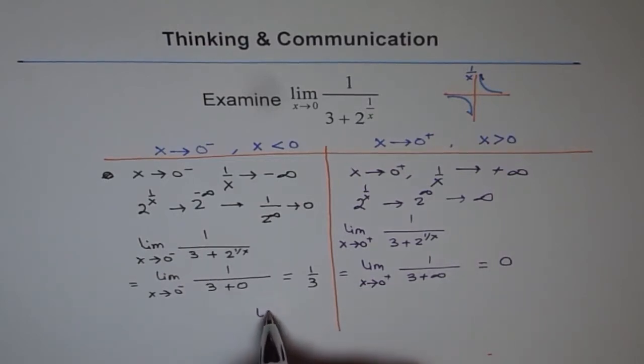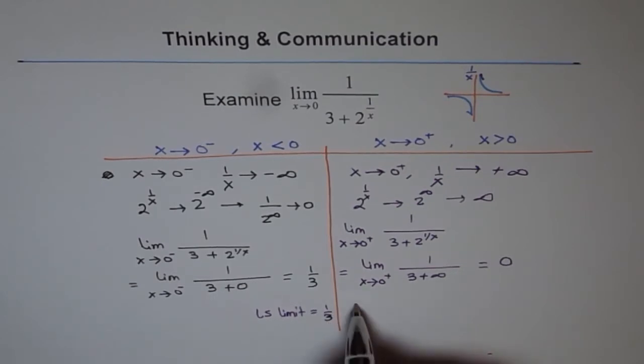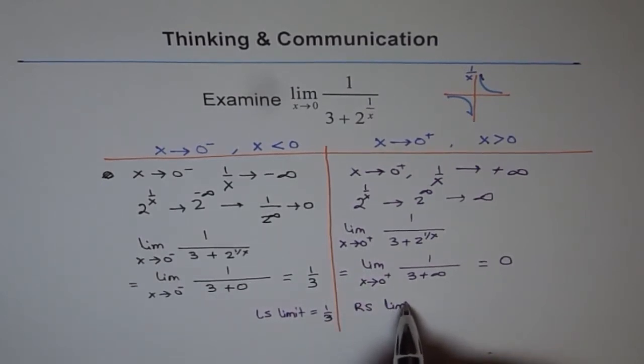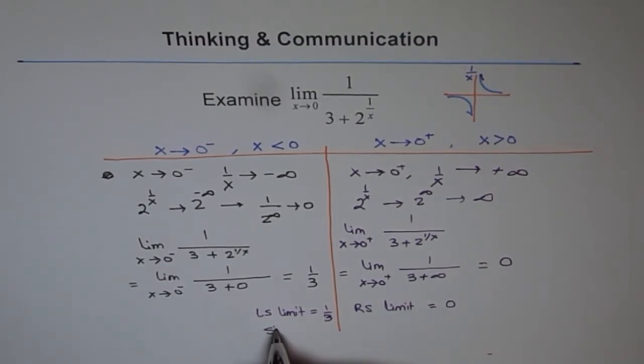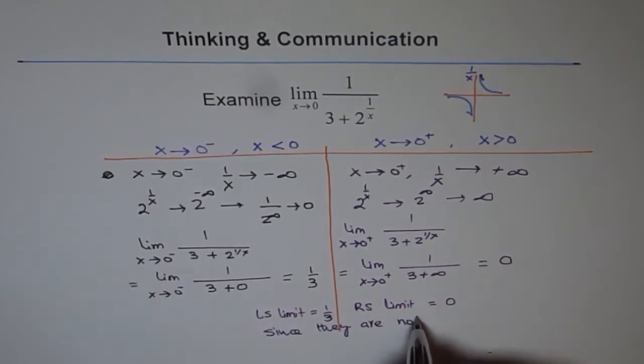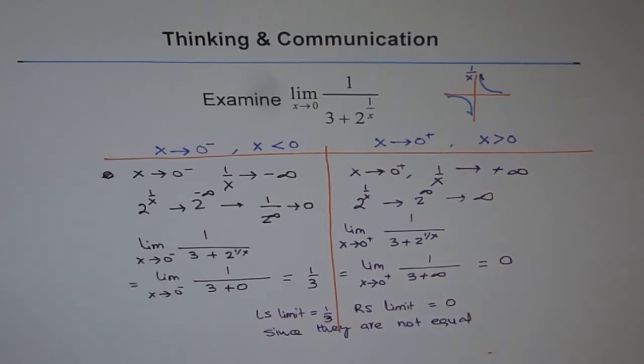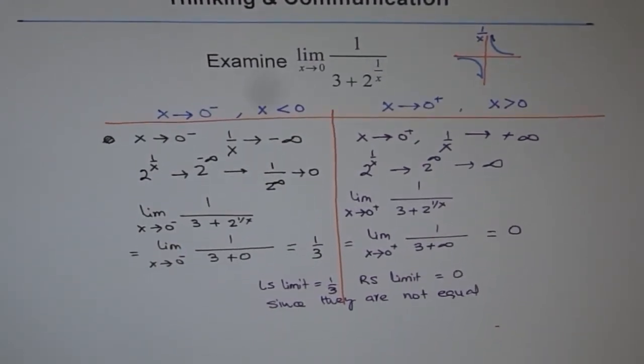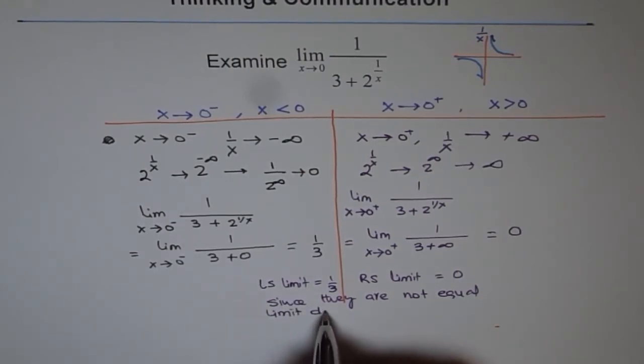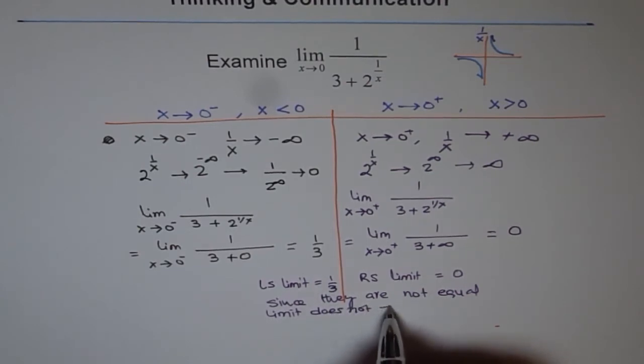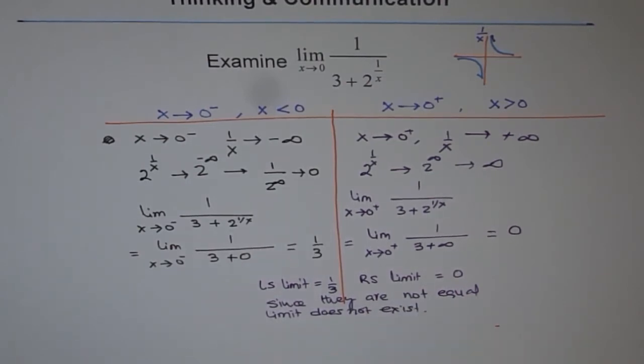So we say the left side limit equals 1 over 3 and the right side limit is equal to 0. They are not equal. We say the limit does not exist. You understand? So that is how we are going to solve this problem.